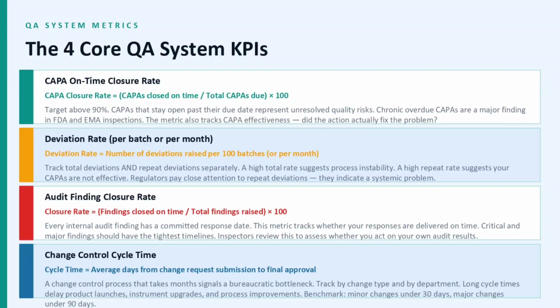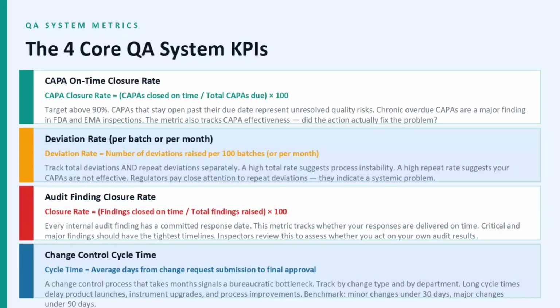FDA and EMA inspectors review CAPA overdue rates during inspections. A list of 10 CAPAs that are all overdue by months is a significant finding. It signals that the quality system is not functioning, regardless of how well written the CAPAs are.